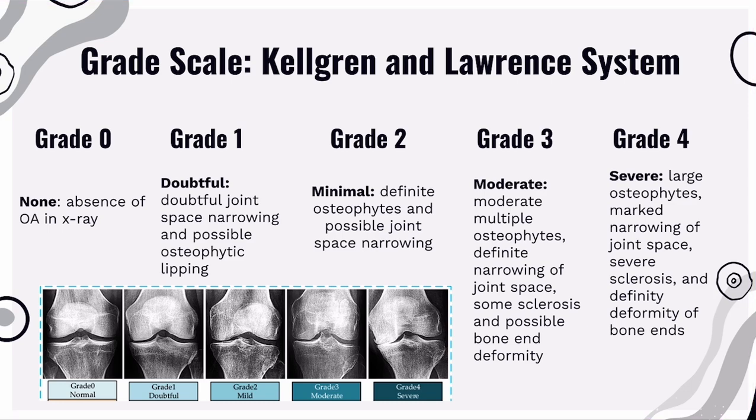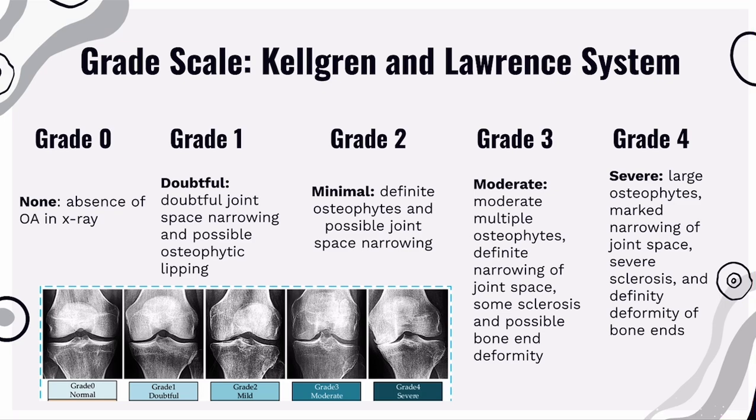OA uses the Kellgren and Lawrence system to classify its severity. Grade 0 is the absence of OA in the X-ray picture. Grade 1 depicts doubtful joint space narrowing but possible osteophytic lipping, and this is also known as bone overgrowth. Grade 2 is minimal with definite osteophytes and possible joint narrowing.